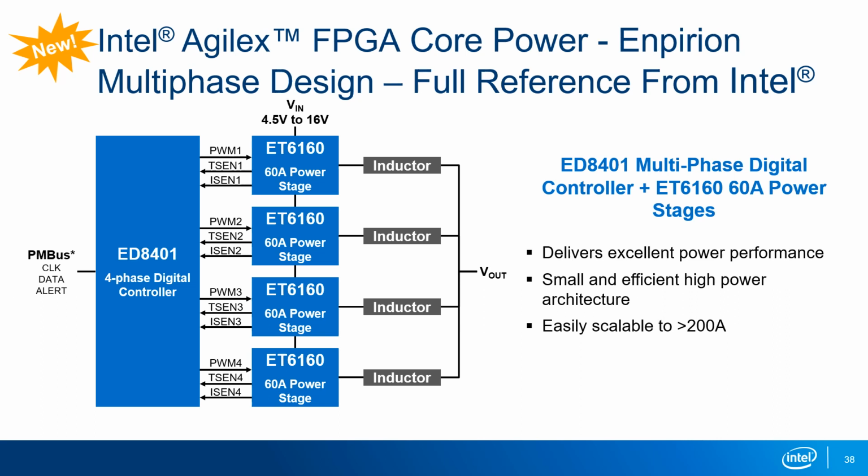PWM 1, 2, 3, and 4 are clock signals that feed the power stage, and in this example, they're 90 degrees out of phase with each other. TSEN is a temperature sense, and ISEN is a current sense feeding back to the controller. If you don't need as much current, you can use it as a 2-phase or 3-phase controller as well. If it's a 2-phase, then the PWM clock signals will be 180 degrees out of phase with each other. You can get the full reference design online or from your local power FAE specialists.